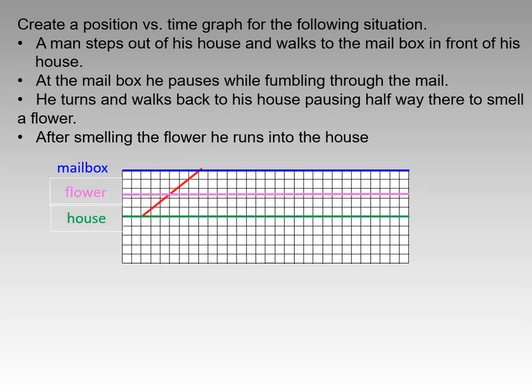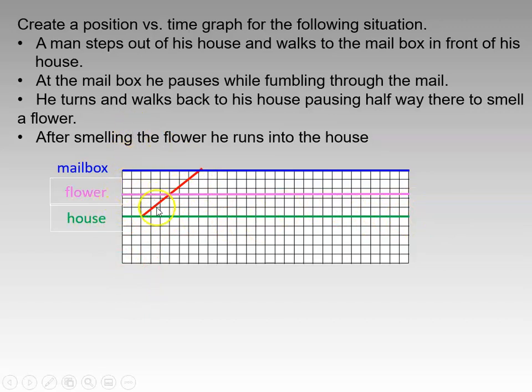So the man steps out of the house. In this case, our time is kind of arbitrary. Also, I should mention that I was a very bad physics student in this example, and I didn't label my axis. I should have labeled the time axis going horizontally, and I should have labeled the position axis going vertically.